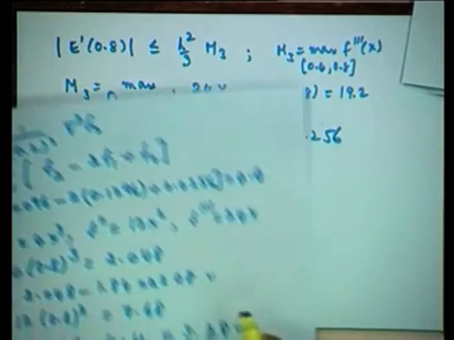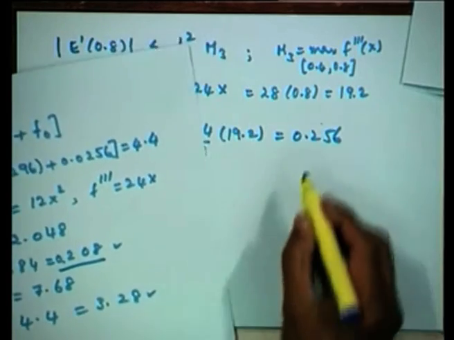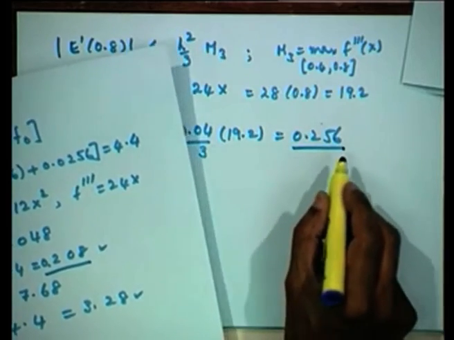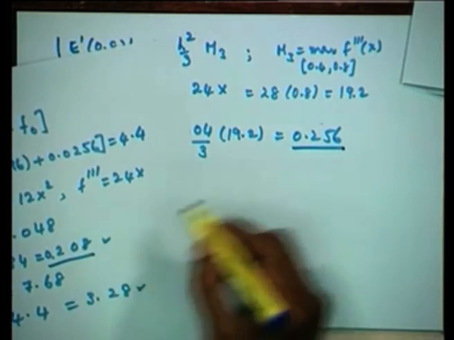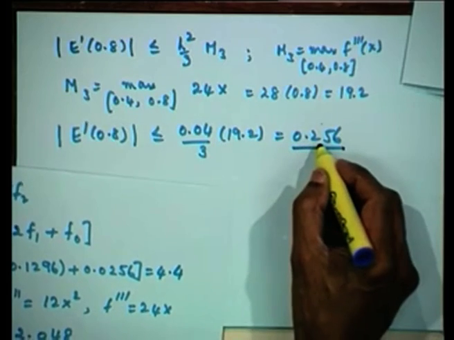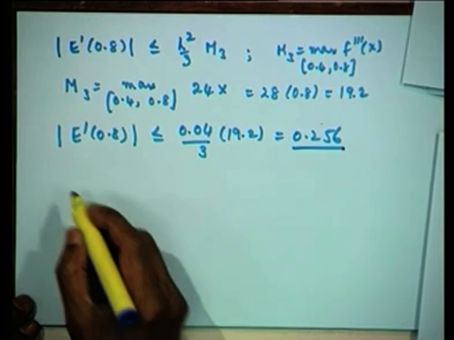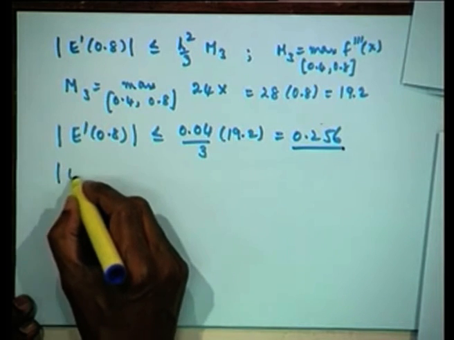Now, you can see that the actual error is 0.208, and theoretically it is predicted that the error is going to be 0.256. So, the actual error is always less than this, because this is the maximum possible error in the problem. Now, let us derive the expression for the error in the second derivative.